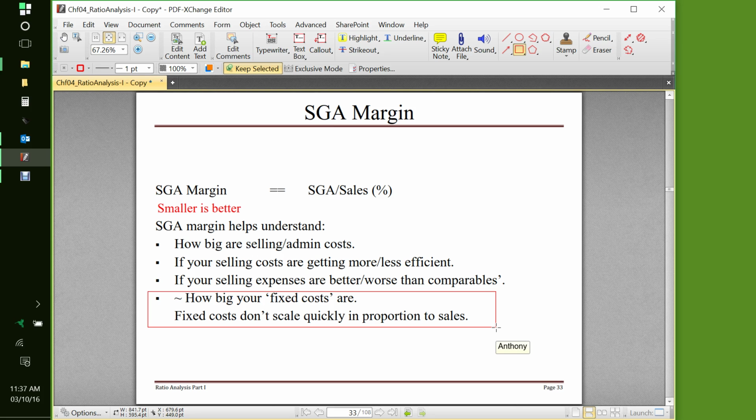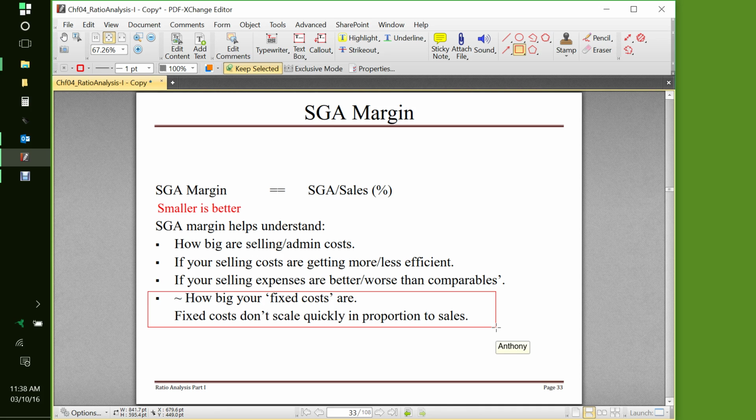So, for example, let's continue thinking about the Vermont Apple Company. If the Vermont Apple Company doubles the size of its orchards, is it going to need to hire another accountant or double the amount of money it spends for its accountant? No, not really at all.